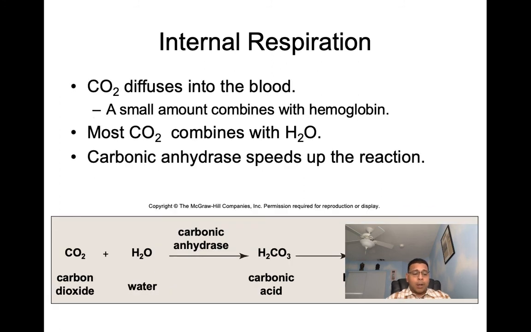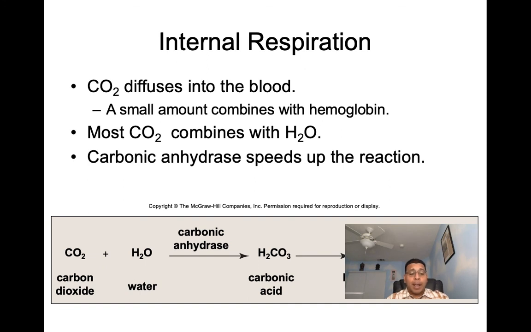Carbon dioxide diffuses into the blood from our tissues because the PCO2 of tissue fluid is higher than that of our blood. After CO2 diffuses into the blood, about 10% of it is going to enter the red blood cells and get taken up by hemoglobin, forming carbaminohemoglobin. The rest is going to enter the plasma and form bicarbonate ions, as we saw before.